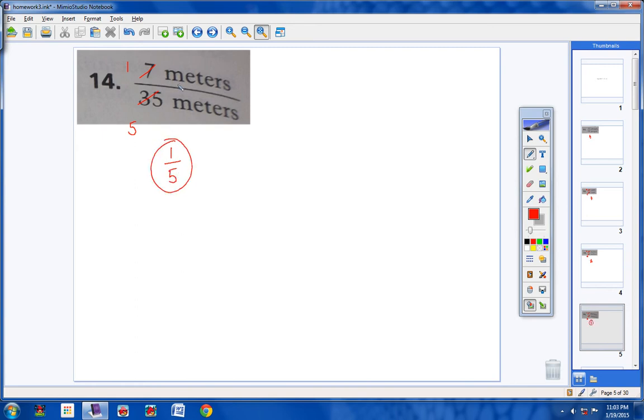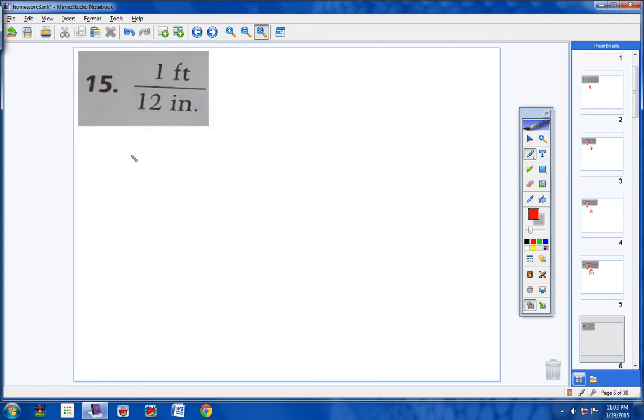Okay, 1/5. Now for numbers 15 through 18, they want us to rewrite the fraction so that you have the same units and then simplify. Okay, so here we go. Now students, obviously you would not want to try to reduce this when you have feet and inches. Okay, we want them to be in the same unit of measurement. Whenever you're talking about measurements, you want to have the same unit.